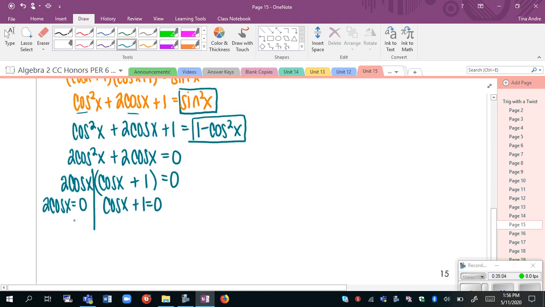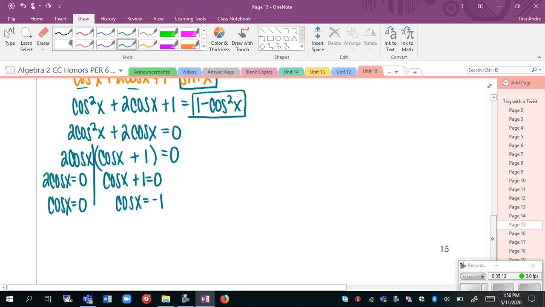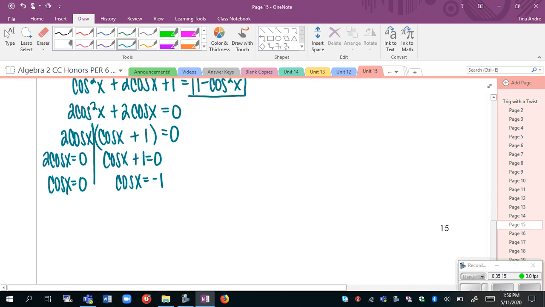And then from here, I divide by 2, so I have cosine x equals 0, and then this one's cosine x equals negative 1. So this looks like unit circle for both of these. So when does cosine x equal 0? Well, it equals 0 at 2 points, at 0, comma 1, and at 0, comma negative 1. We're in terms of radians, so this is pi over 2 and 3 pi over 2. So x equals pi over 2 and 3 pi over 2.